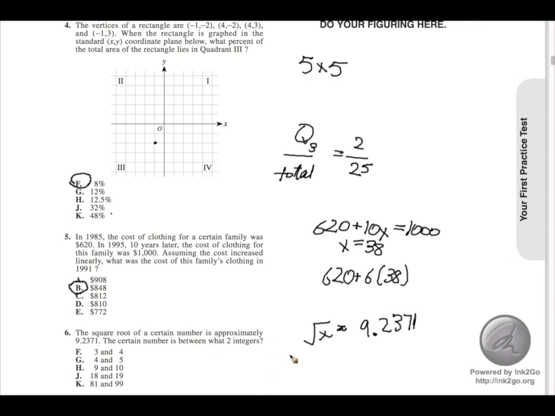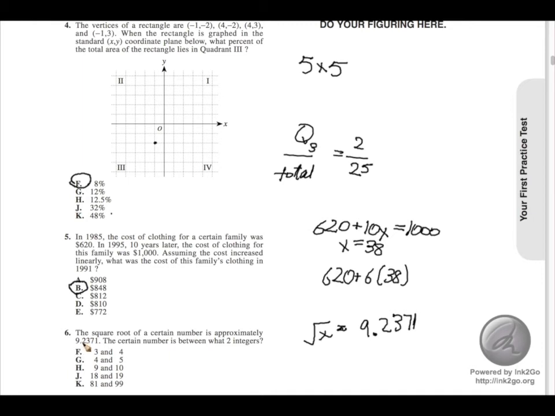Now, one way of doing this is to square both sides and then get our answer. So we could plug 9.2371 into our calculator, square that, get another number, and then look at these ranges here and find out which range our number fits into. But you can save time here. You don't need to sit there and plug this number into your calculator exactly.